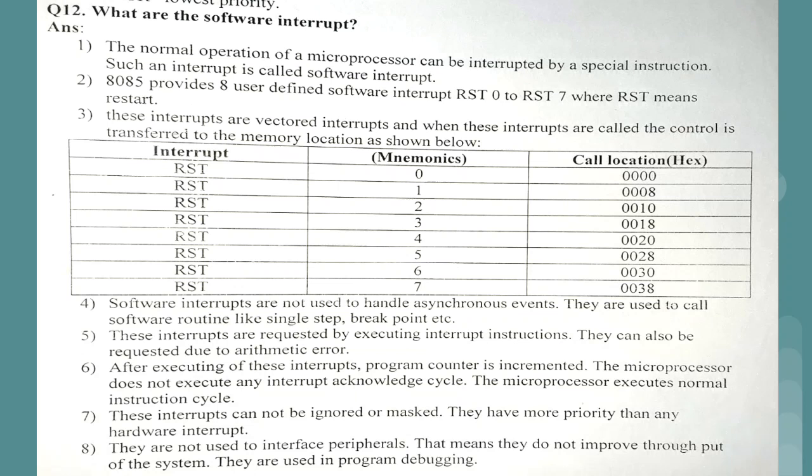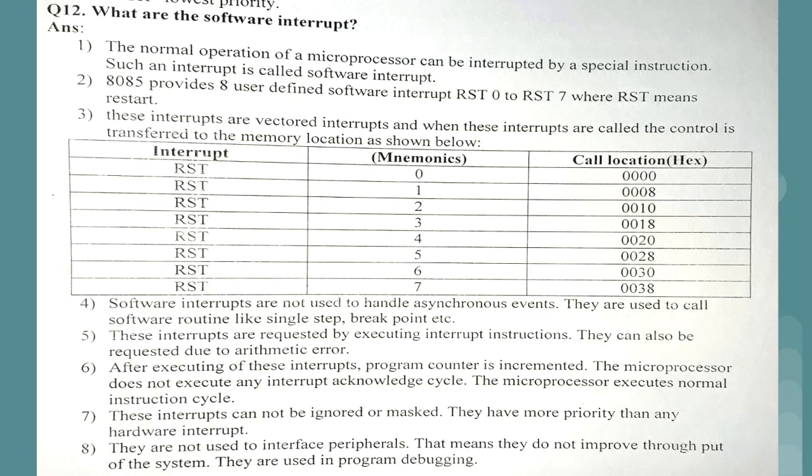These interrupts are requested by executing interrupt instructions, and they can also be requested due to arithmetic errors. Sometimes the microprocessor sends, or the user writes, some instructions, like I just told you, that is RST and HLT, because of which an interrupt occurs. Or sometimes, if we are performing certain calculations or arithmetic operations, because of those operations also an interrupt occurs. So that is again part of software interrupts only. That is, sometimes this type of interrupt is requested due to arithmetic error.